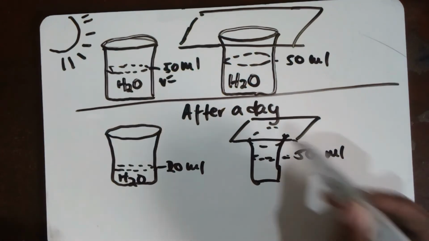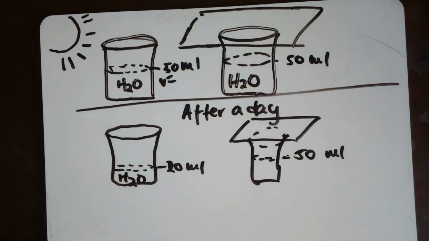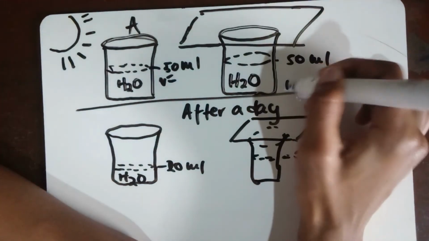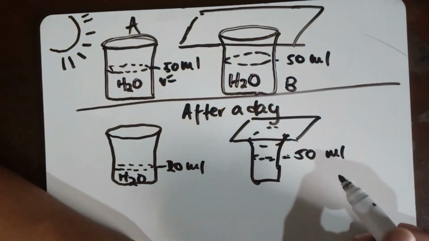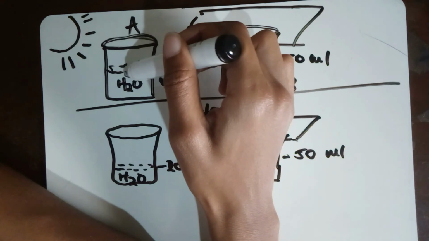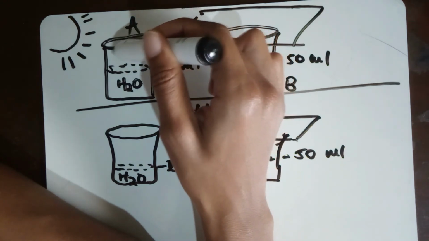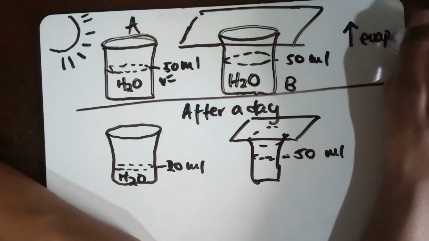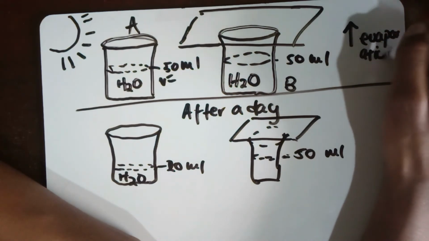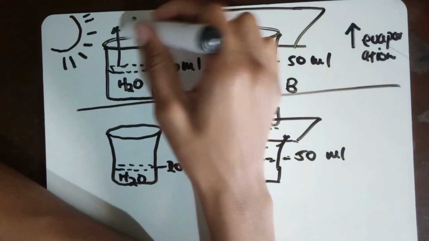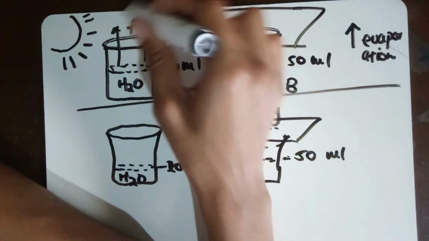And I'm sure you can already predict what happened in there. So remember, let's call this beaker A, let's call this one B. In A, you have a process whereby as a result of heat, your liquid is going to evaporate, right? So you have evaporation because of the heat. So it evaporates out into the atmosphere, right?